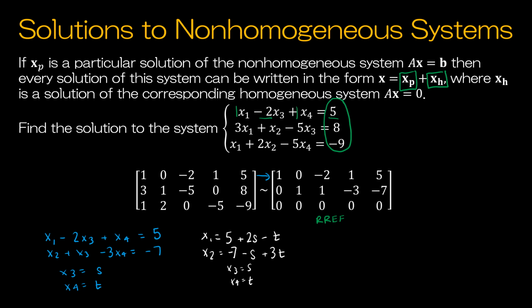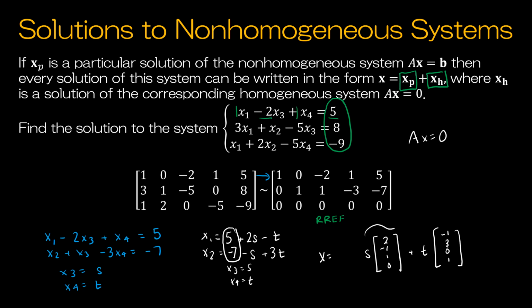Now when we were doing this before, the 5 and the negative 7 would have been zeros. So the way that I would have written this for Ax is equal to 0, or the homogeneous system, would have been s times (2, negative 1, 1, 0), and then t times (negative 1, 3, 0, 1). This would have been my solution to the homogeneous system. This is considered x sub h.